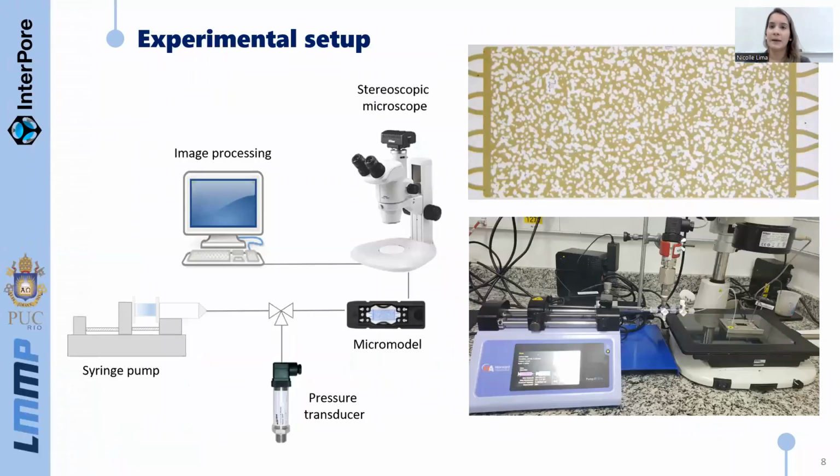The experimental setup consists of a syringe pump, a gas-tight syringe to inject the fluids, a pressure transducer to monitor the pressure, the micromodel, a stereoscopic microscope, and a computer to do the image processing. Here is how we can see the micromodel in the microscope. And we're going to do the image processing in these images.